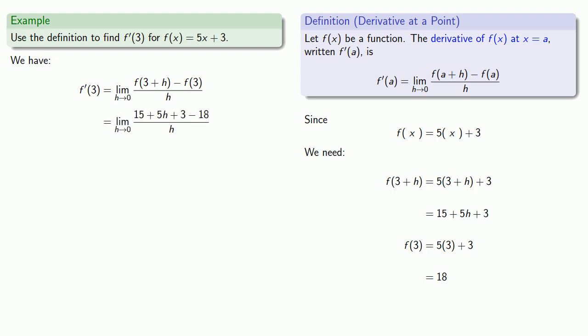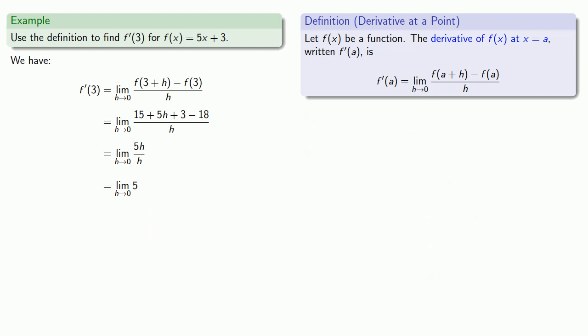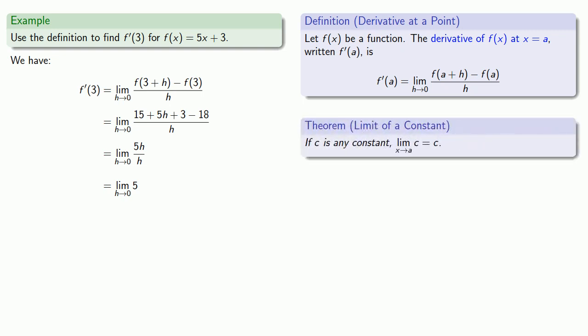I'll do a little bit of algebra. And finally, I get to a point where I have to do some calculus. I want to find the limit as h goes to 0 of 5. And since 5 is a constant, I know that the limit as x approaches anything of any constant is just the constant. And so my limit is going to be 5.